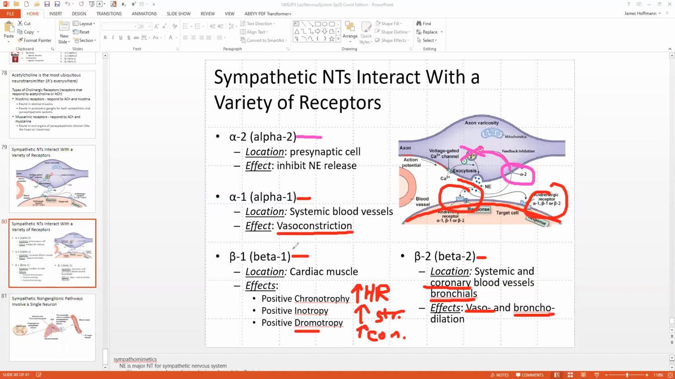So those are the big receptors that we have to worry about in the peripheral nervous system for the sympathetic system. So we've got the alpha-2, which is the weird one. That's the presynaptic membrane one that inhibits excessive norepinephrine release by feedback inhibition. And then the other three are on the postsynaptic membrane: the alpha-1, which causes vasoconstriction in systemic blood vessels; the beta-1, which is located for us primarily on the heart, but also in the kidneys. In the heart, it causes an increase in the heart rate, strength of contraction, and conduction velocity. So the heart rate is chronotropic, the strength is inotropic, and the conduction velocity is dromotropic.